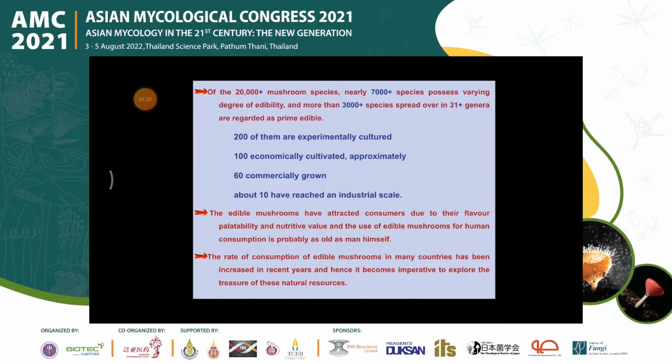So out of the total estimated 20,000 mushrooms, 7,000 possess varying degrees of edibility, out of which 3,000 species spread over 31 genera are regarded as prime edible, out of which 10 have reached an industrial scale. So the edible mushrooms have attraction due to their flavor, palatability, nutritive value, and the use of these edible mushrooms for human consumption is probably as old as man himself. The rate of consumption of these mushrooms in many countries has increased during recent years, and it becomes imperative to explore the treasure of these natural resources.